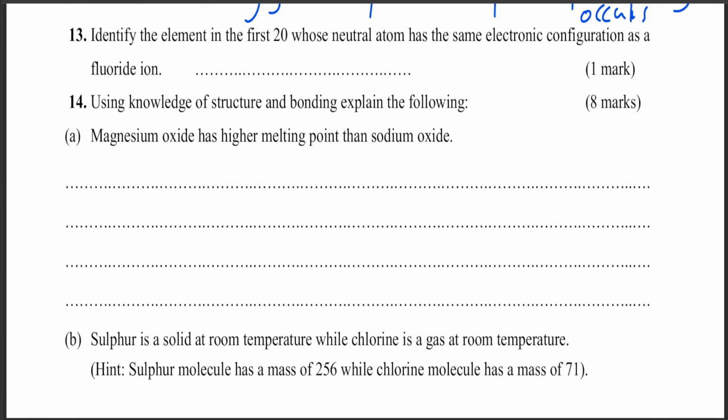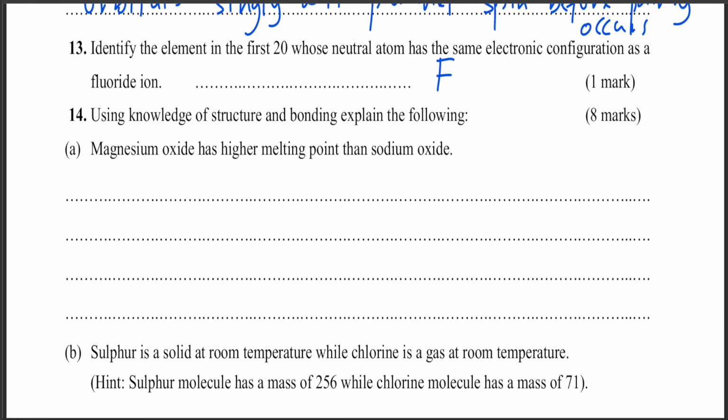Question 13. Identify the element in the first 20 whose neutral atom has the same electronic configuration as a fluoride ion. We must first know what a fluoride ion is. What is the number of fluorine? Fluorine is number 7, so it has 7 electrons, so its electronic configuration is 2 5. No, I'm wrong. Fluorine is number 9, not number 7. Fluorine is number 9, so it has 9 electrons. So its electronic configuration is 2 7.